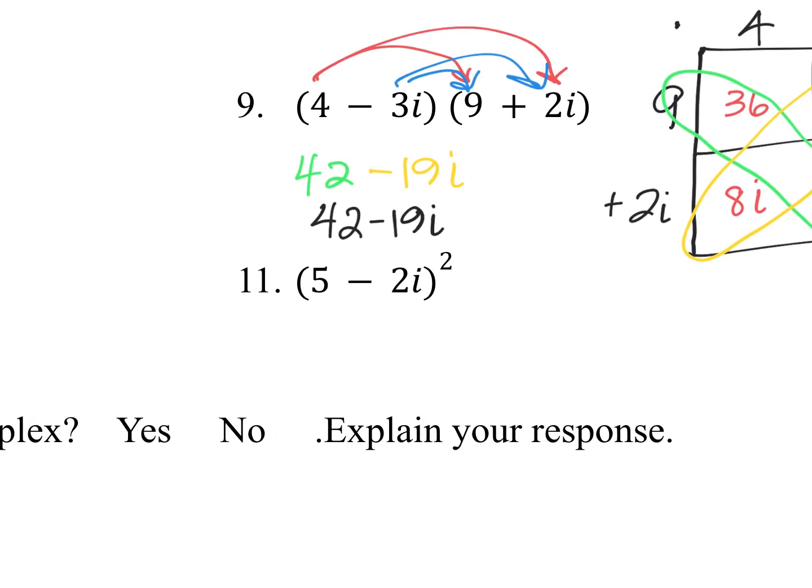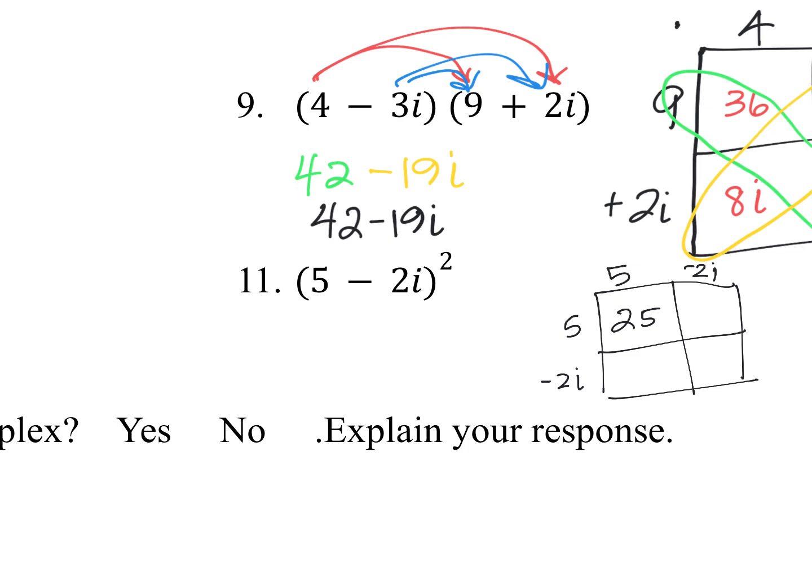Number 11 is a little bit tricky because it is asking you to multiply, but it's got a squared. So it's saying 5 minus 2i squared. So we're going to have 5 minus 2i and 5 minus 2i. 5 times 5 is easy, that's 25. 5 times negative 2 is negative 10, so we've got negative 10i. It's repeated down here since it is squared. We get that same number twice.